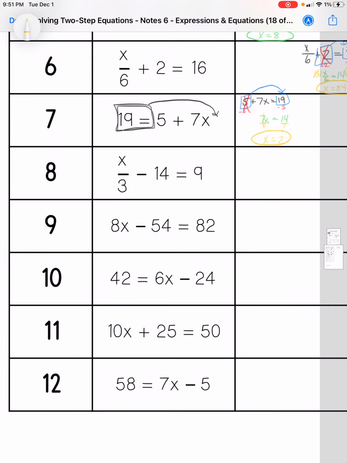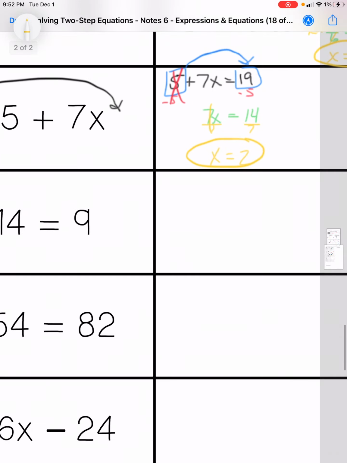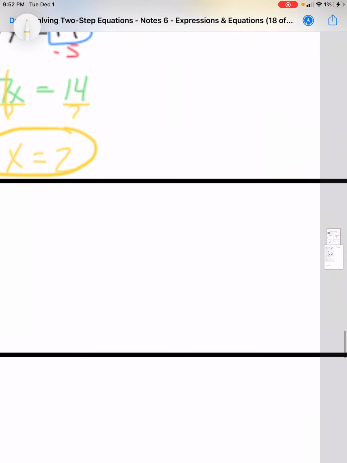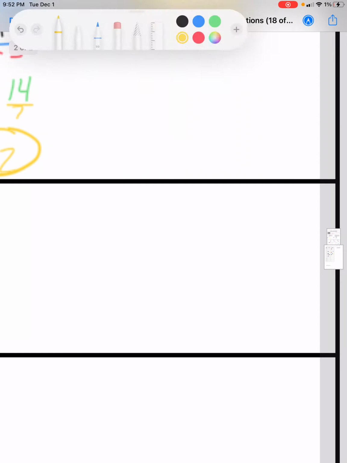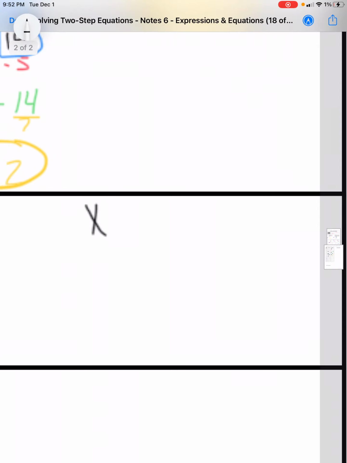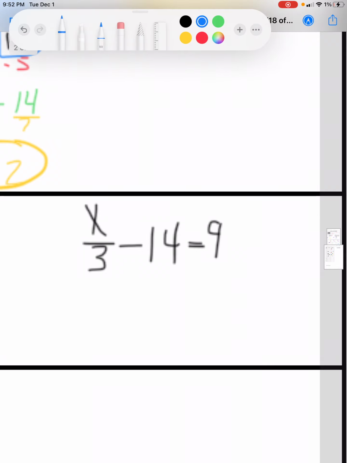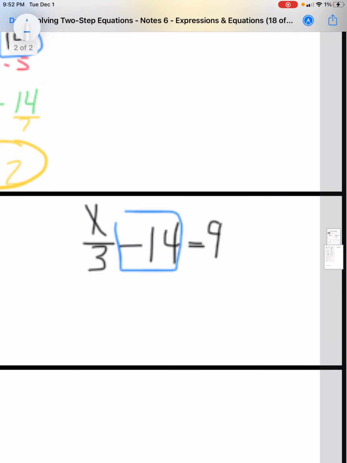All right, welcome back, guys. 8 through 12. We're going to keep on keeping on here. Almost done. x over 3 minus 14 equals 9. Okay, once again, like terms here. There they are. Why are they like terms? Again, they don't have a variable. That's why. They're just plain numbers.